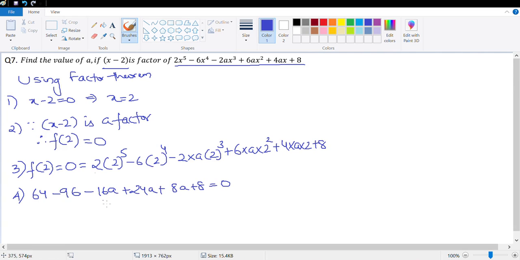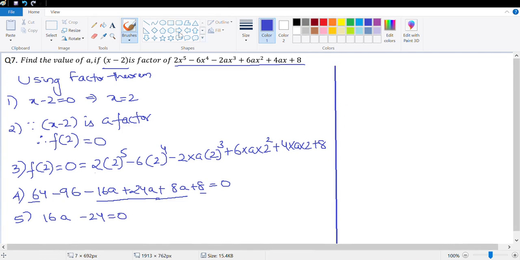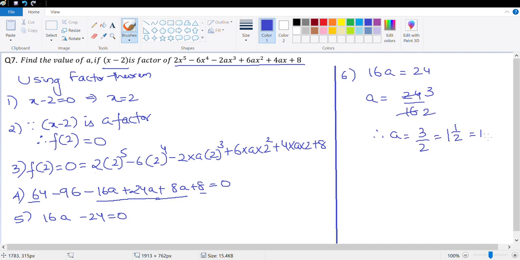Let's group like terms together. So we have negative 16a plus 24a, which means plus 8a, plus 8a, which means this is 16a. 64 plus 8, that's 72. 72 minus 96, that's minus 24. That's correct. So minus 24 is equal to 0. So what we get is 16a is equal to 24. A is equal to 24 upon 16. 8 into 2, 8 into 3. Therefore, a is equal to 3 by 2, which is equal to 1 1 by 2, which is equal to 1.5, whichever way you write your answer.